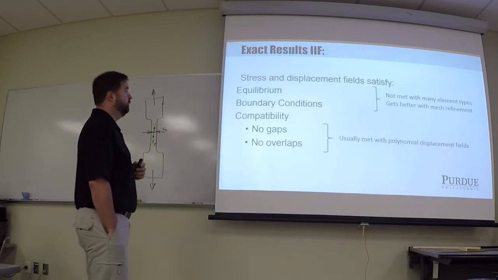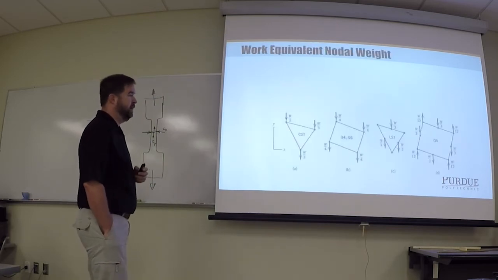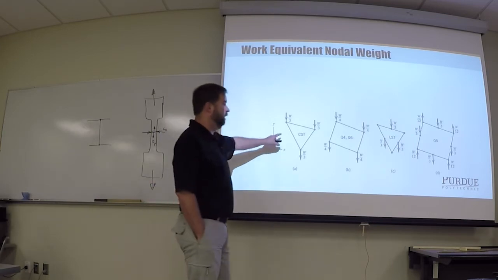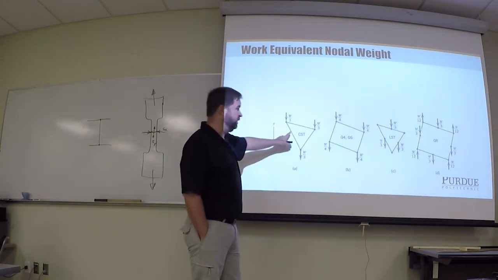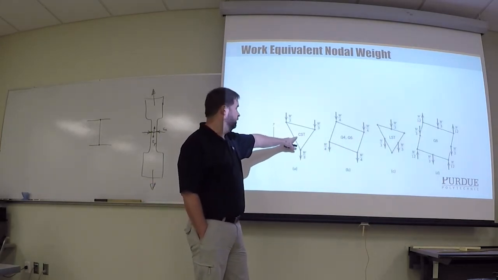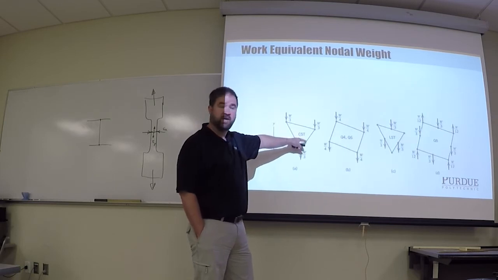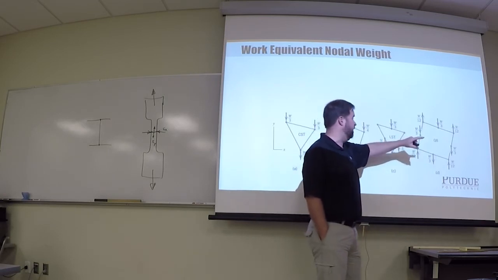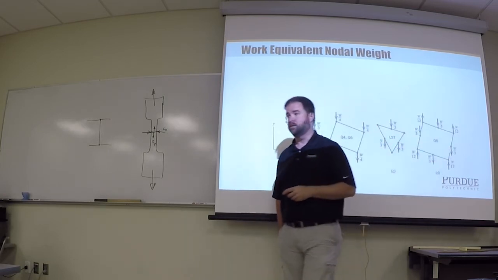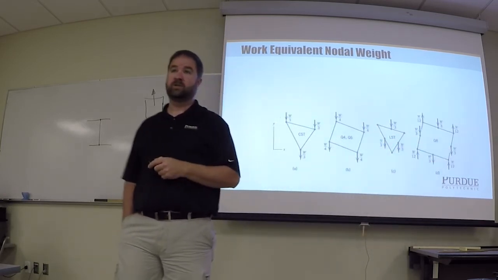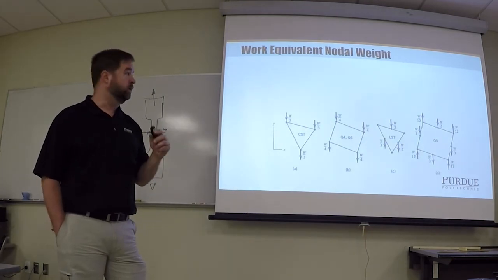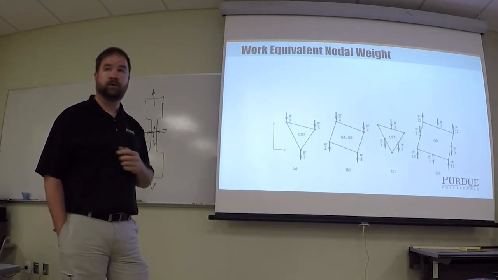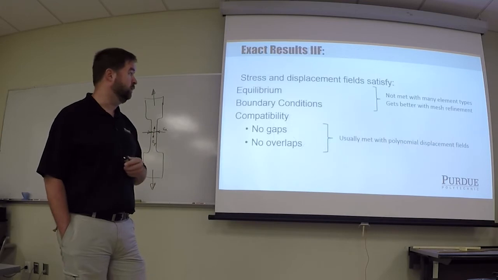All right, so we're going to talk about a couple of different types of elements. You guys will know more about what these mean as we go along here. A CST is a constant strain triangle, a quad 4 or quad 6, a linear strain triangle, and a quad 8. Those are different types of two-dimensional elements. And we'll talk a little bit about each of those in a minute, but that's a brief introduction to those.